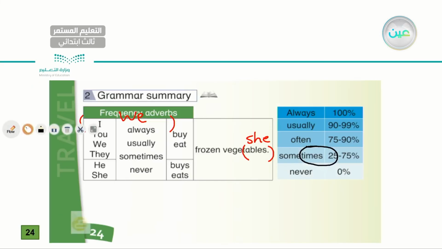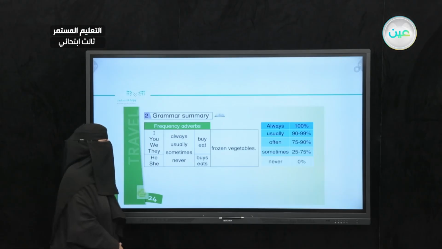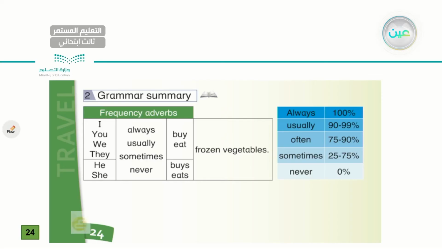Let's go to the lower part. For the lower part, as you can see, I have the adverbs of frequency or frequency adverbs, and I have the percentage in the blue table. I, you, we, they. I often use them with the verb in the base form, buy, eat. He, she, it. We often add s to the verb, buys, eats.